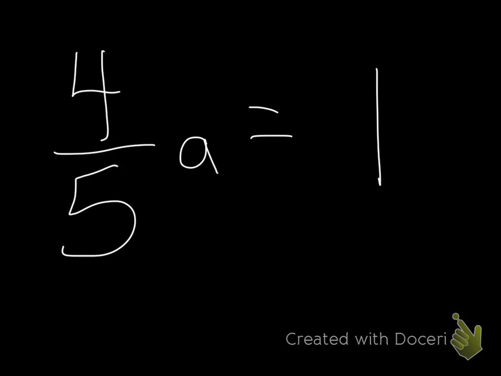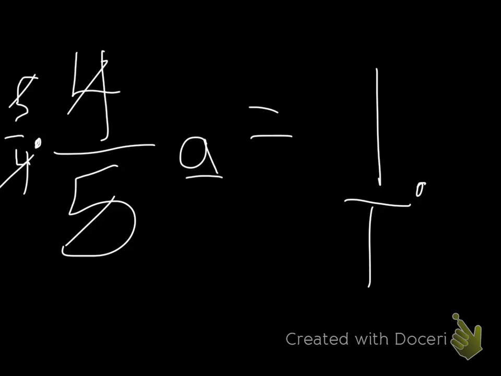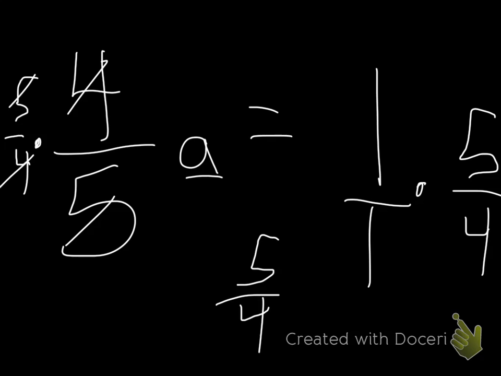The next problem would be 4/5 a is equal to 1. Now you have to get that a alone, so you would multiply by 5/4, because that would cross out and leave that a all alone. If you do it to one side, you have to do it to another. So that 1 is a 1 over 1, and then we multiply it times 5/4, and that would just be 5/4, which would equal 1 1/4.